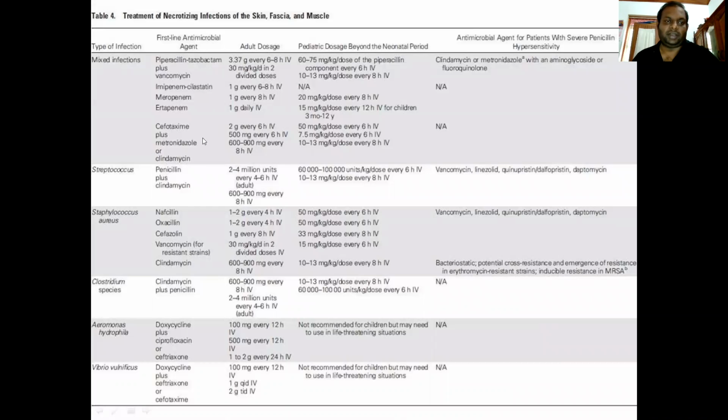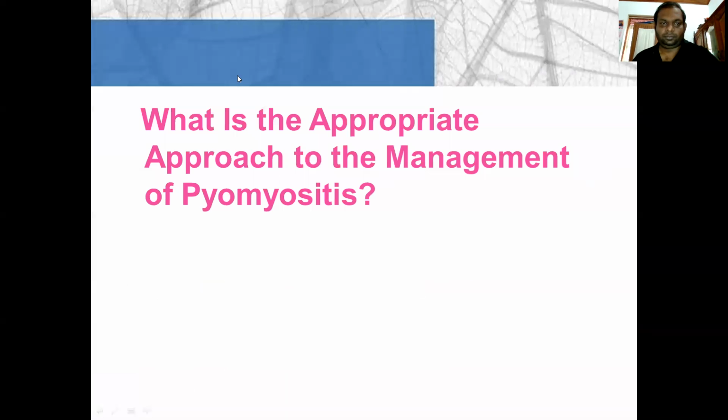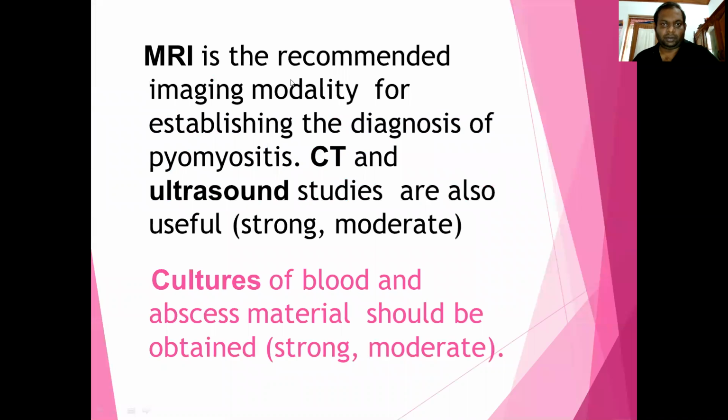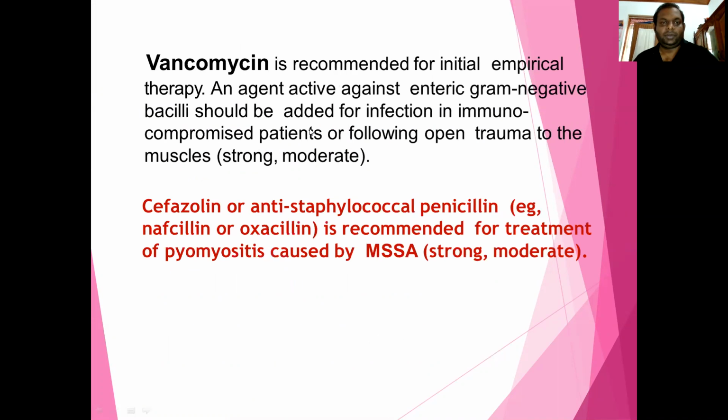So, mixed infection, I said. Pyomyositis: as I said earlier, MRI or CT, and culture of blood and abscess material should be obtained. Vancomycin for initial empiric therapy, then depending on the culture we may adjust. Even if it is MSSA, we can step down to flucloxacillin.